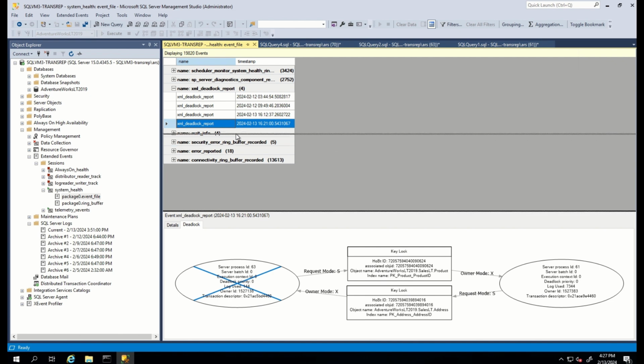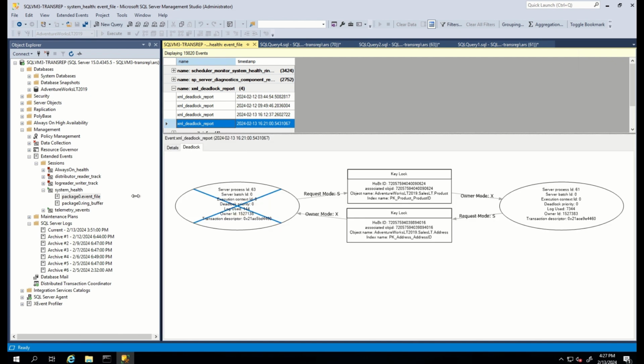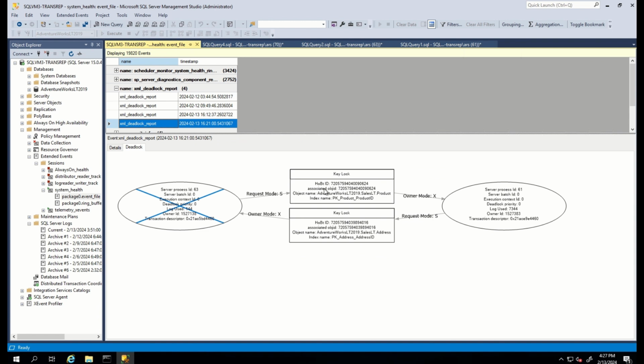As you can see, I had 2 processes, 61 and 63. Session 63 has been selected as victim. How did the deadlock happen? Session 63 is requesting a shared lock on a key. However, this key was being locked with an exclusive lock by session 61. It is the owner session, okay?